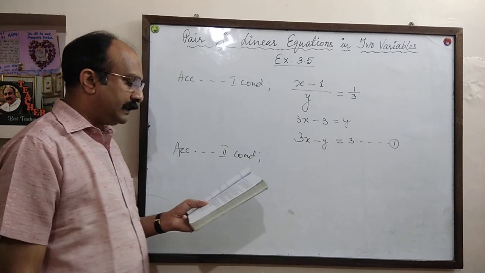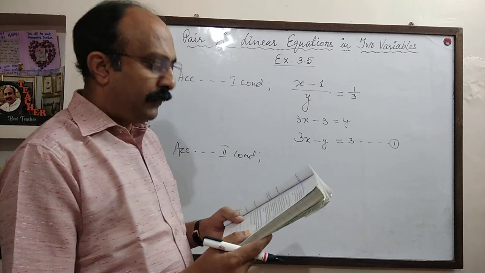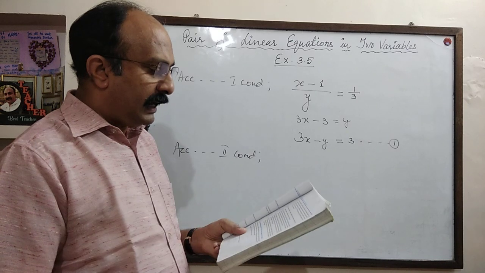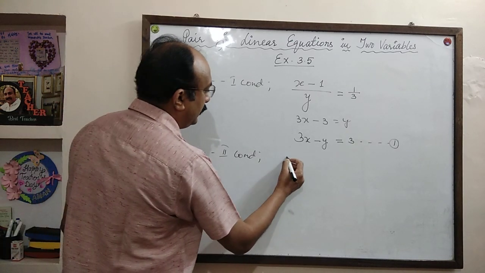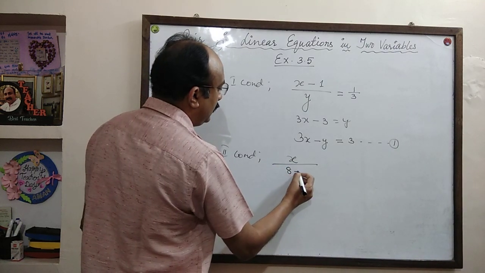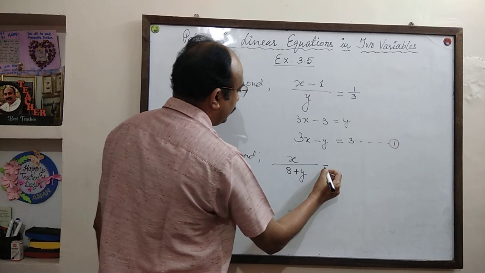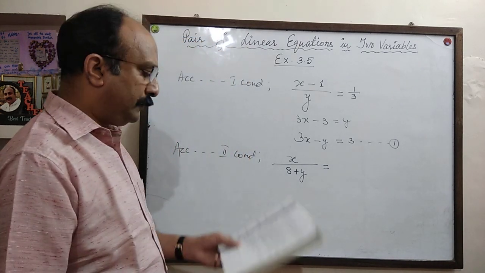Now again, according to the second condition, what is the condition given? It becomes 1 upon 4 when 8 is added to its denominator. 8 is added to the denominator. So x upon 8 plus y. 8 is added to the denominator, so it is 8 plus y.